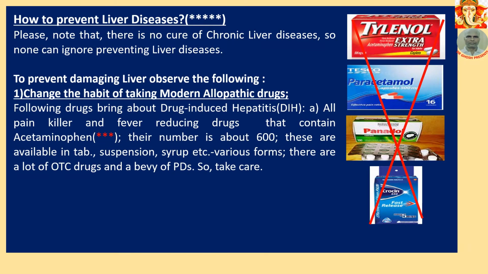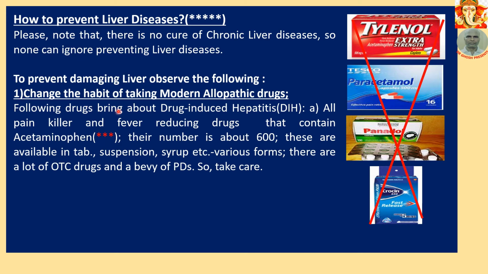How to prevent liver disease? I have given 5 stars. Please note that there is no cure for chronic liver disease, so none can ignore preventing liver disease. To prevent damaging the liver, observe the following. This is so important that I have given 5 stars. You have to do it because liver disease is very difficult to cure, almost no cure.